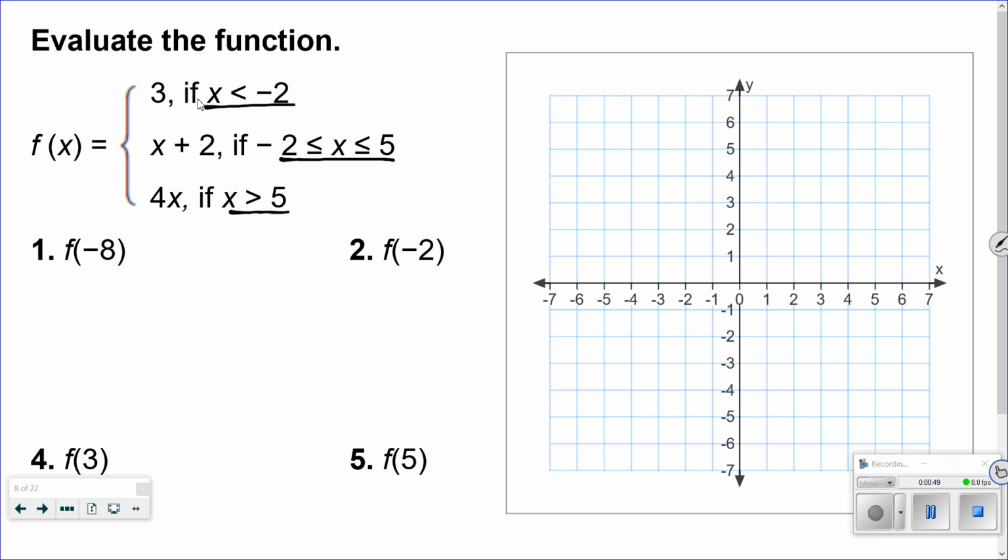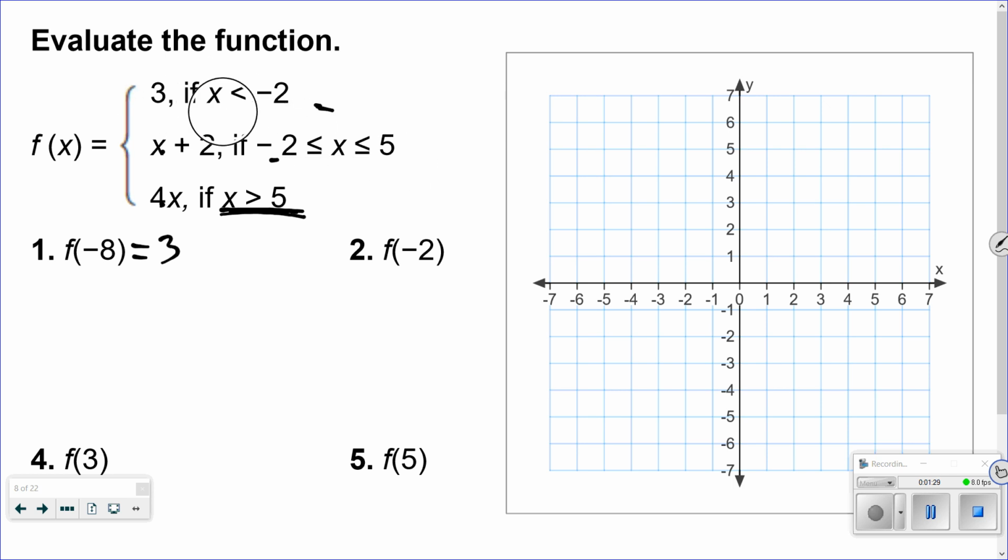So let's start out, I have f of negative 8. So here's how these work. I come up here, I'm going to plug in negative 8. I have to decide which of these three equations to use. These conditions over here tell us which one. So what I'm asking myself is, is negative 8 less than negative 2? Or is negative 8 between negative 2 and 5? Or is negative 8 greater than 5? Well, negative 8 is less than negative 2, so that means I'm going to use this equation right here. There's no x, so I don't even have to plug it in. It just always equals 3. There's my answer.